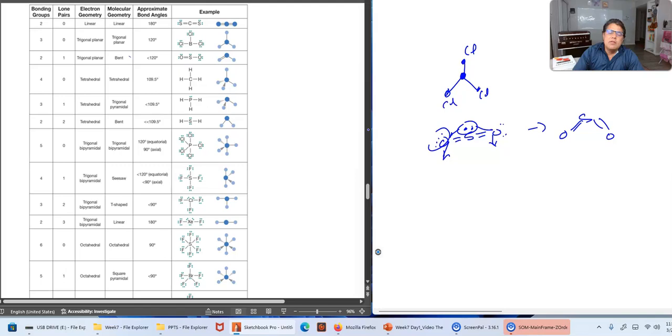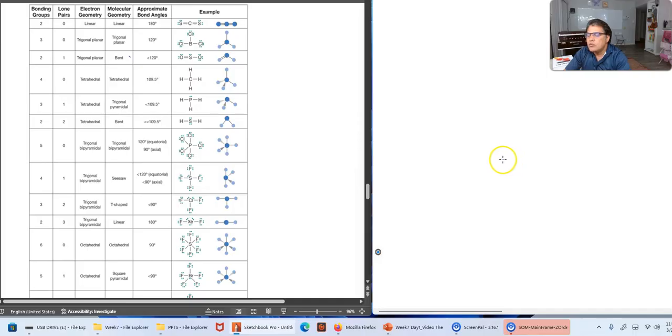So if there is no lone pair and you have 4 bonding groups, then the structure will be tetrahedral. For example, the electron cloud structure is tetrahedral and the molecular structure is also tetrahedral. For example, you have carbon with hydrogen, hydrogen, hydrogen, hydrogen. There is no lone pair at the central atom.